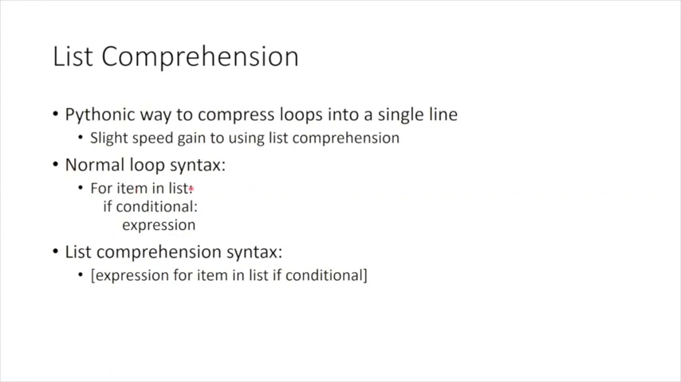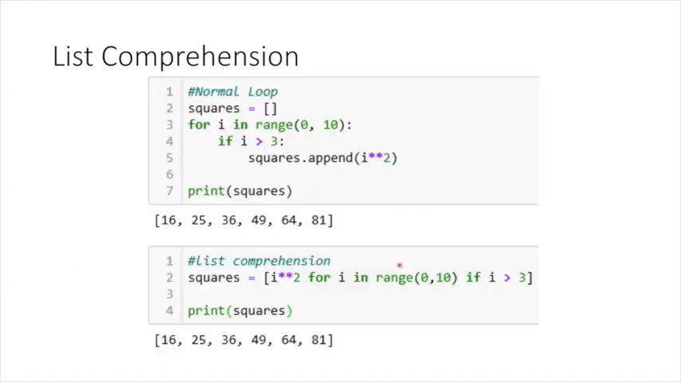So this was the normal loop syntax right here. For item in list, check if the conditional holds, and if it does, compute some expression on it. The list comprehension syntax is expression for item in list if conditional. So we're just taking this for loop and compressing it down into this single line. I'll show you an example in the next slide.